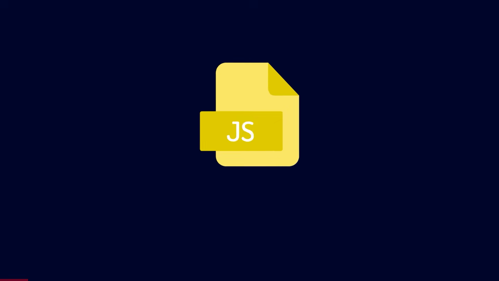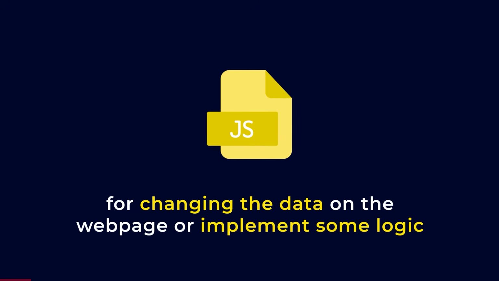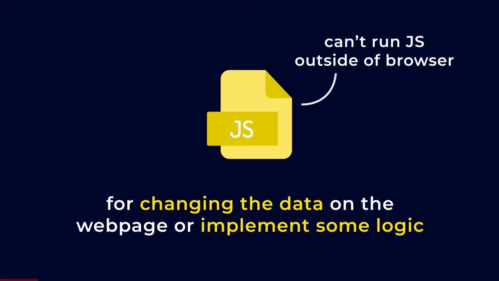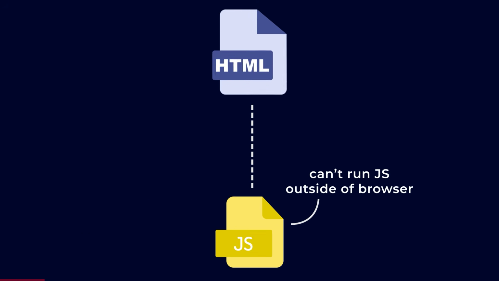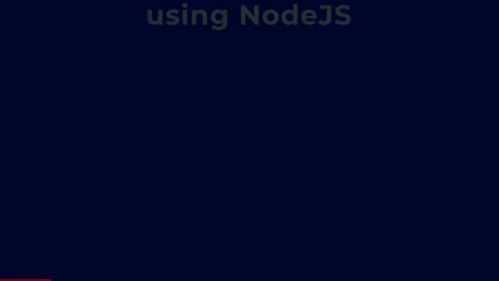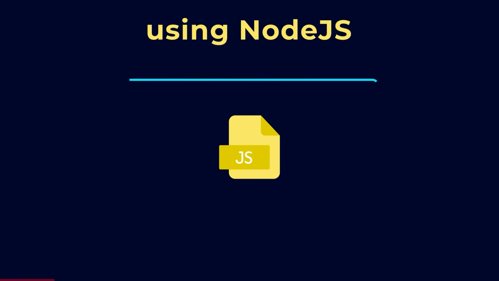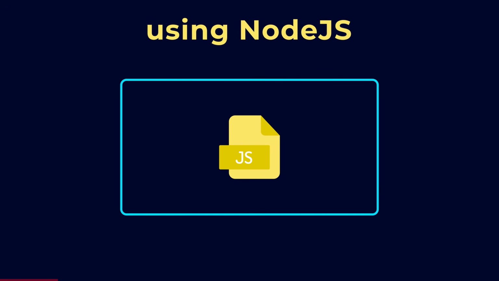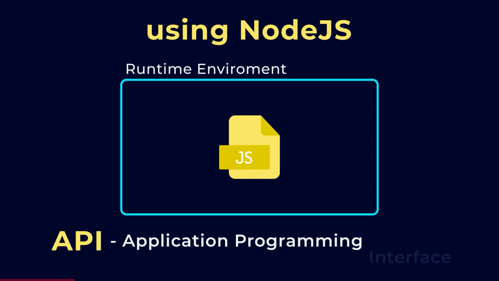So as we know, we use JavaScript code for changing the data on the web page or implement some logic, but we can't run JavaScript outside of the browser. We have to link our JavaScript file with our HTML file and then we can run it on our browser. But with Node.js, we can run JavaScript code outside of the browser. So Node.js provides a runtime environment for running JavaScript code. Developers mostly use Node.js to build backend services called API, or we can say Application Programming Interface.